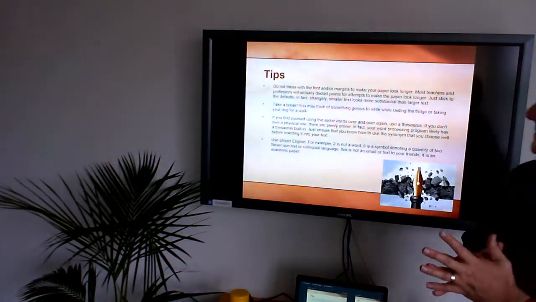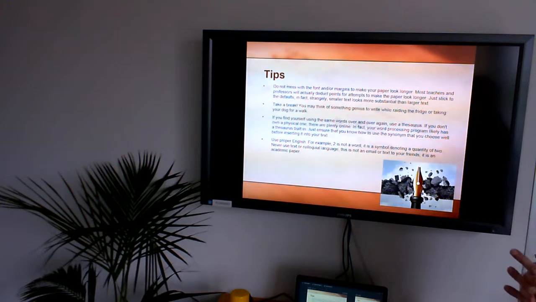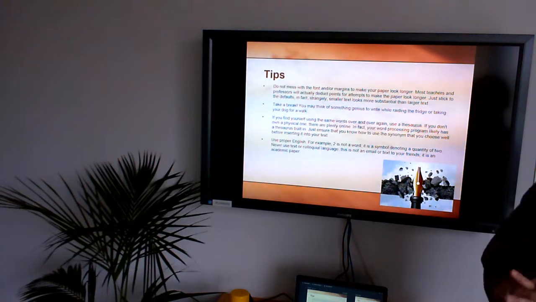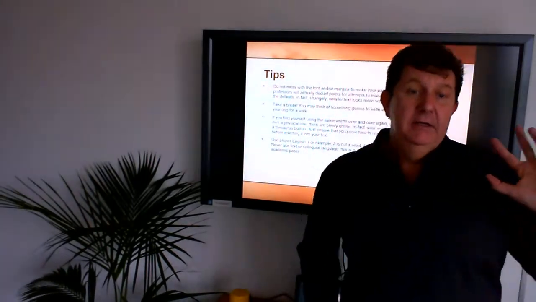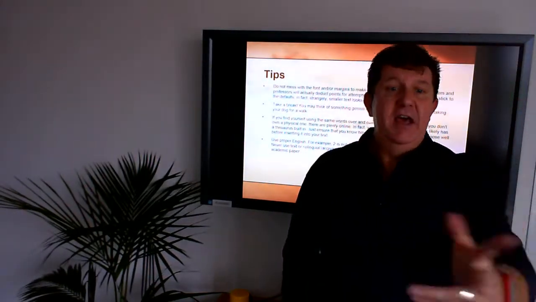If you find yourself using the same words over and over again, use a thesaurus. Don't use the same word. Don't start a sentence with Johnson states that, and then the next sentence you start, you say Mary Jacobs states that.